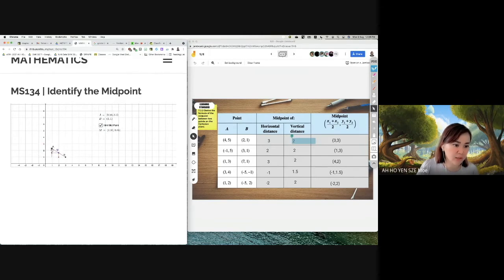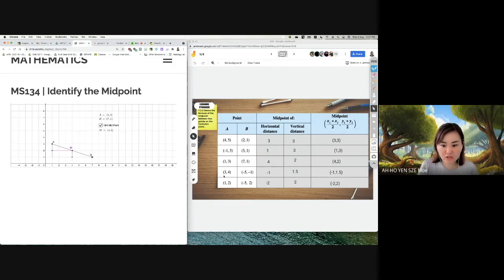Check 1, 3 here. Okay. Then another one is a 7, 1. See? 4, 2. Okay. So the distance, you see 1, 2, 3, 1, 2, 3. The horizontal distance is 3. Okay. And vertical is 1. Okay. That's how we determine lah.